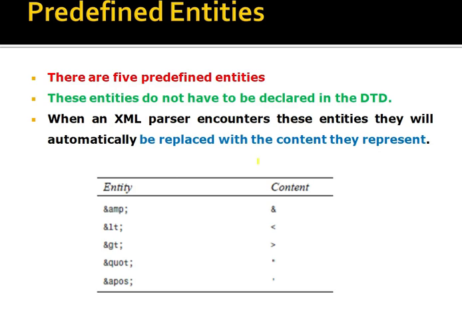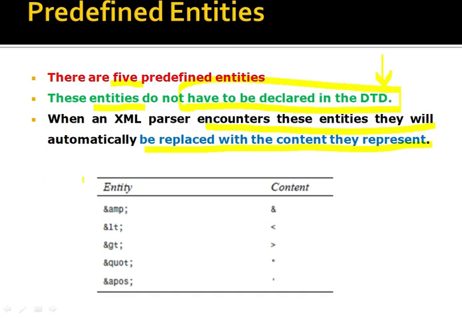Then the third type of entity is predefined entities. The word itself says it is predefined. There are 5 predefined entities. These entities do not have to be declared in the DTD, just make a note of this. These predefined entities need not be declared in the DTD declaration. When an XML parser encounters these predefined entities, they will automatically be replaced with the content that they represent.